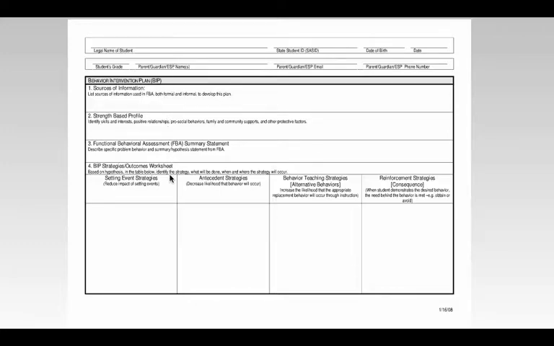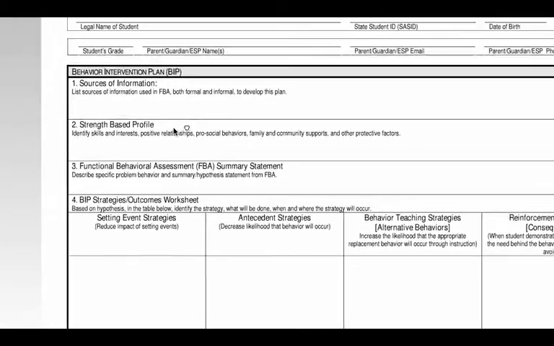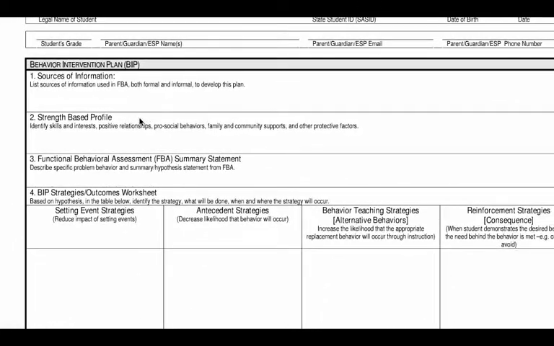Okay, so one of the things that you'll notice is that in the very beginning of the behavior intervention plan, we're mapping out our sources of information. So we list the sources of information we use for the purpose of the FBA, both formal and informal sources. Now, one of the things I want to mention here in terms of doing an FBA is that many families and many professionals spend a lot of time and a lot of resources having assessments done.